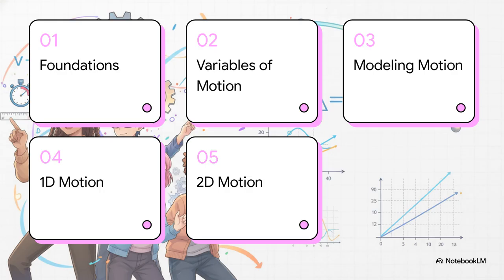1. Foundations of kinematics. 2. The 6 motion variables. 3. Modeling motion, the toolkit. 4. Motion in 1 dimension. And finally, 5. Motion in 2 dimensions. Let's get started.